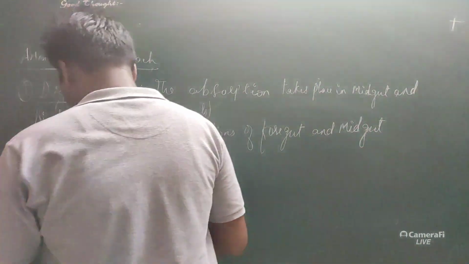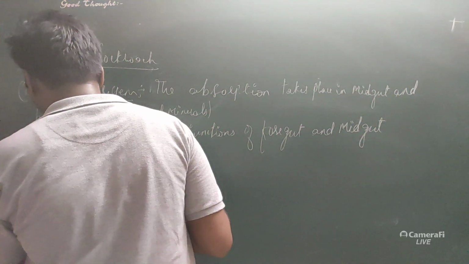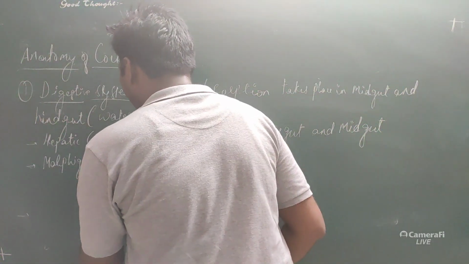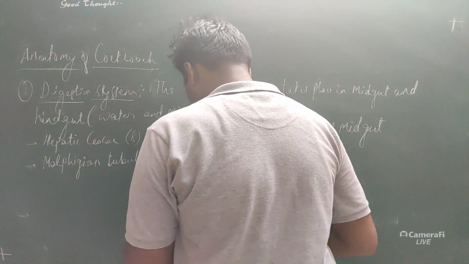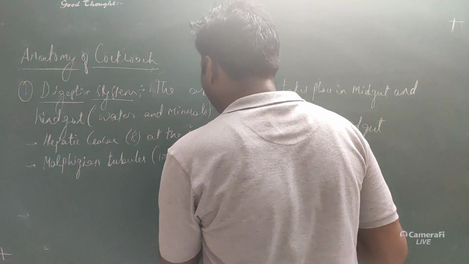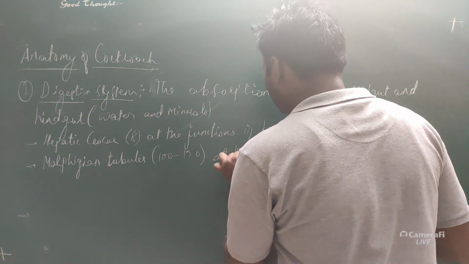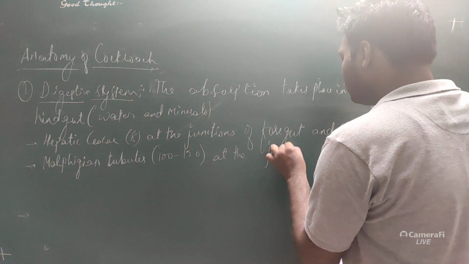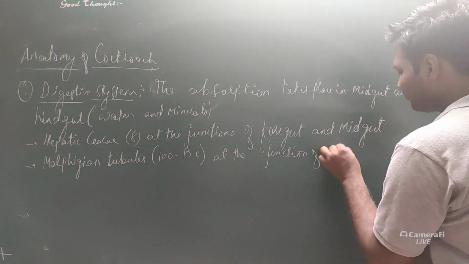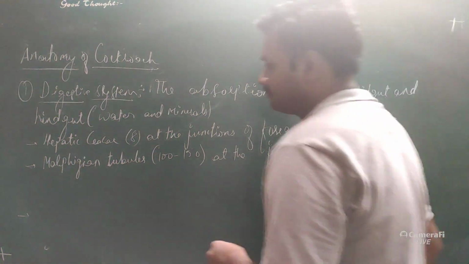Okay, the next, it consists of Malpighian tubules, which are 100 to 150 in number, at the junction of midgut and hindgut.